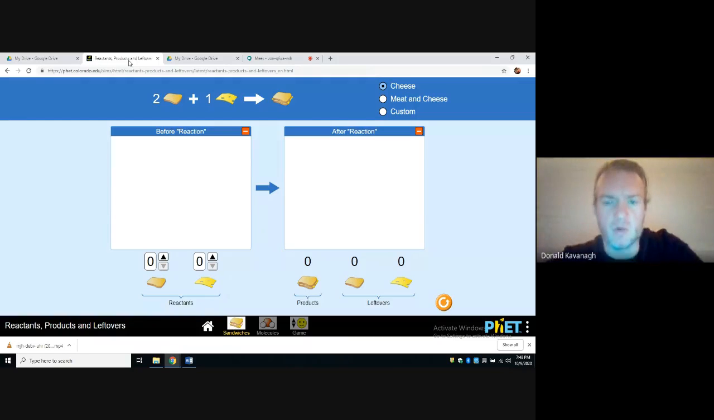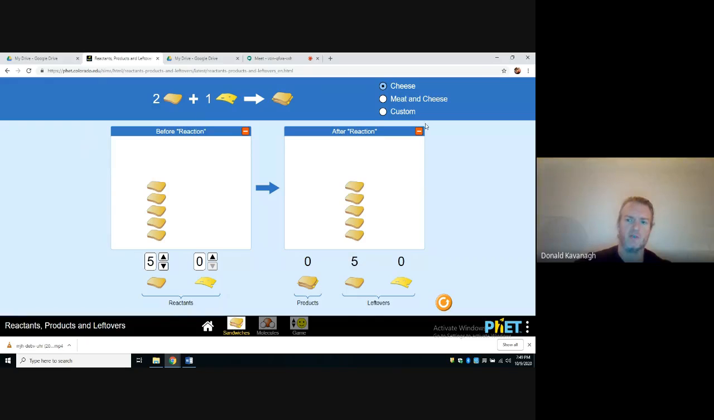Hello, I'm going to go over this website that's for one of my labs here. This is the phet.colorado.edu website on reactants, products, and leftovers of balanced chemical reactions. Consider the following example. If you have 5 slices of bread and 5 slices of cheese, how many sandwiches can be made?